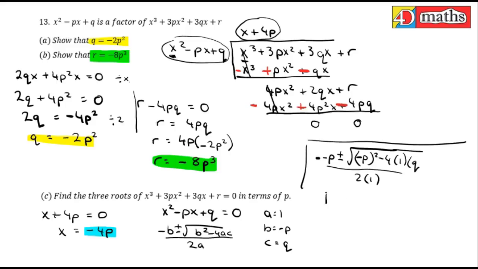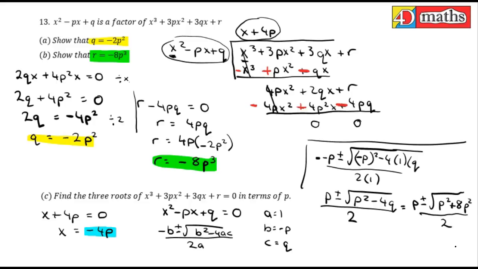Okay, tidying it up. p plus or minus square root of p squared minus 4q all over 2. Now, we've no way of simplifying this. Now, we have to look back. What do we know q to be? q is minus 2p squared. Okay, so I can write that as p plus or minus square root of p squared. Now, what's minus 4 times q? Minus 4 times that will become plus 8p squared all over 2.